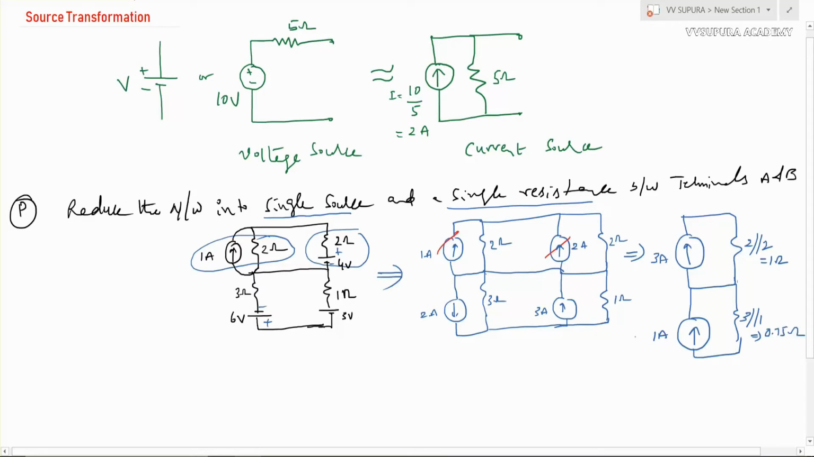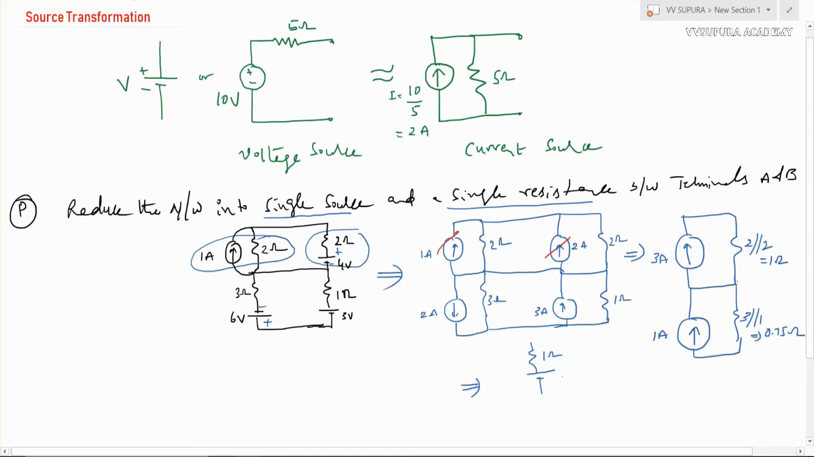0.75 ohms. So this is one network. And again, one current source in the upper network, one current source in parallel with one resistor, and the bottom one, current source in parallel with one resistor. Further, I can convert it to a voltage source with a 1 ohm resistor, with the voltage source in the upward direction, that means it has a positive terminal and a negative terminal.